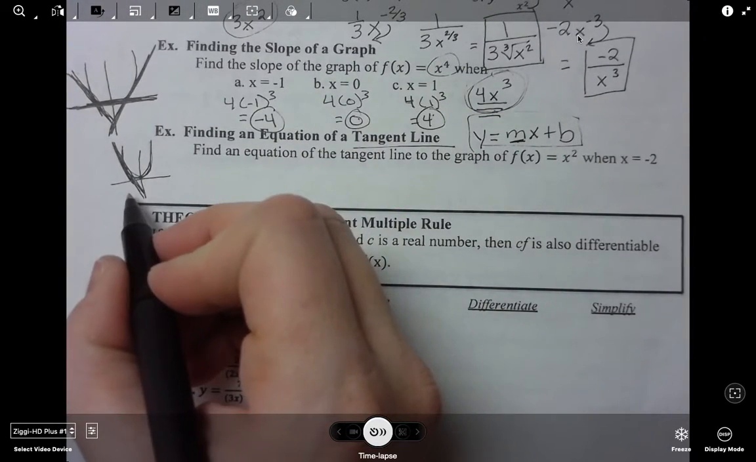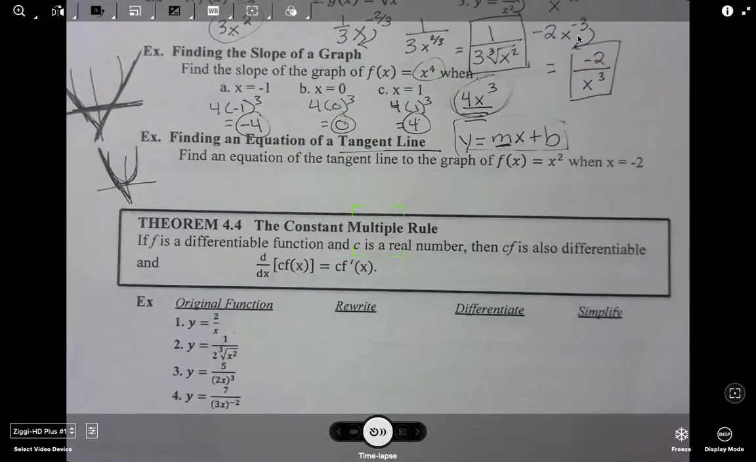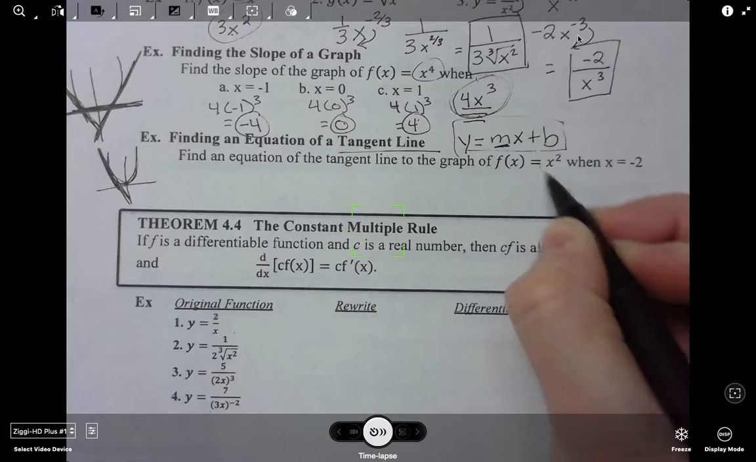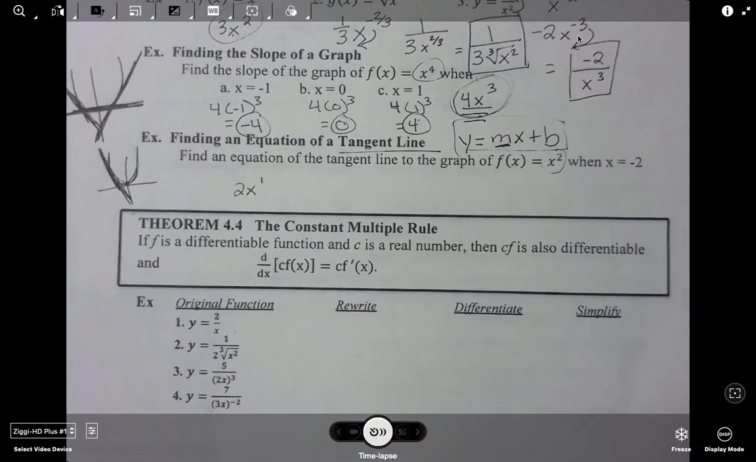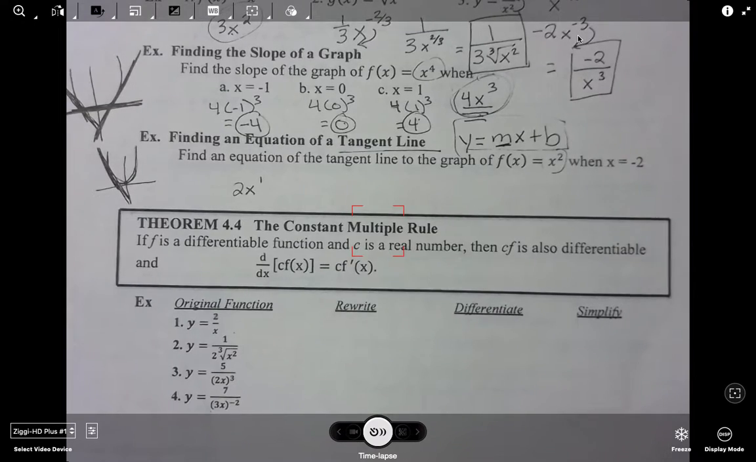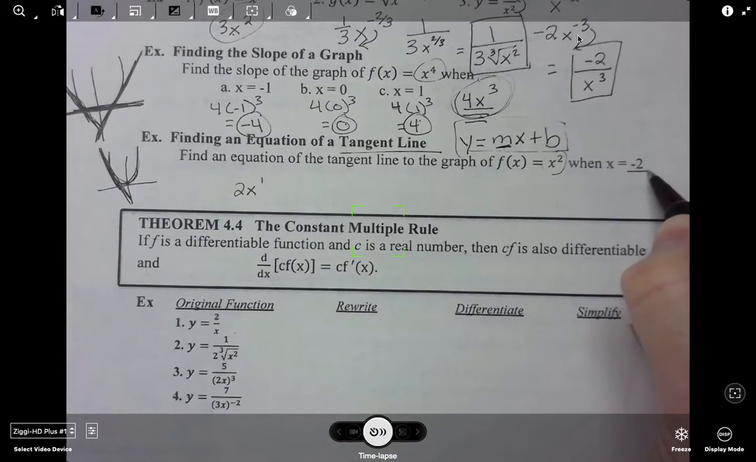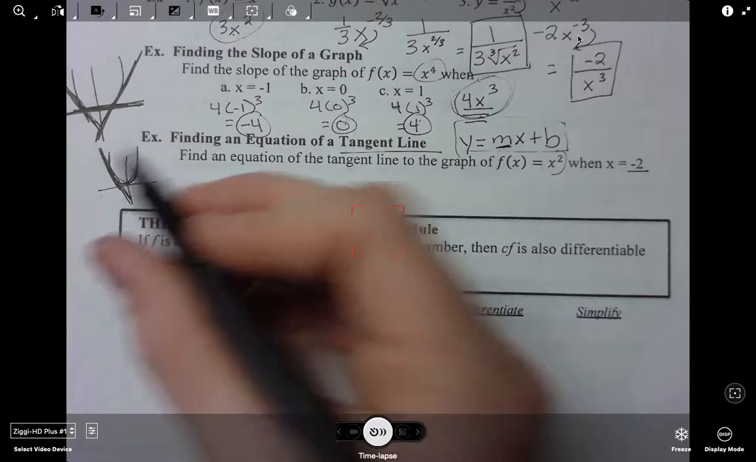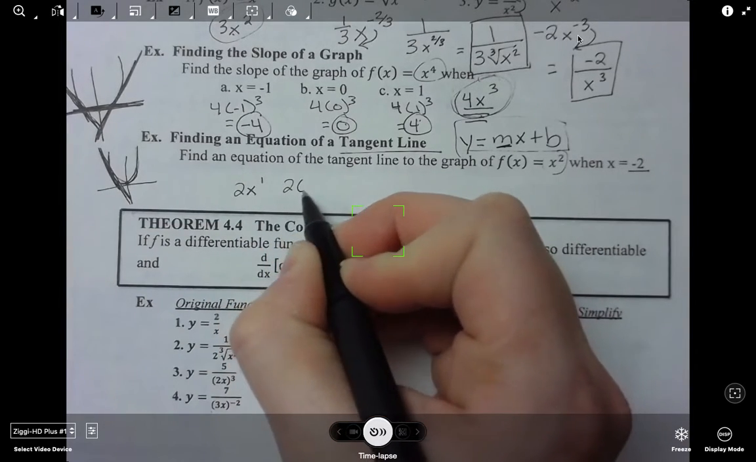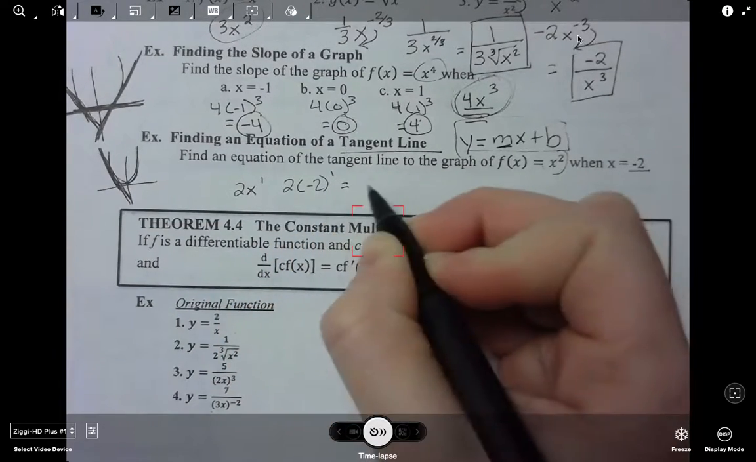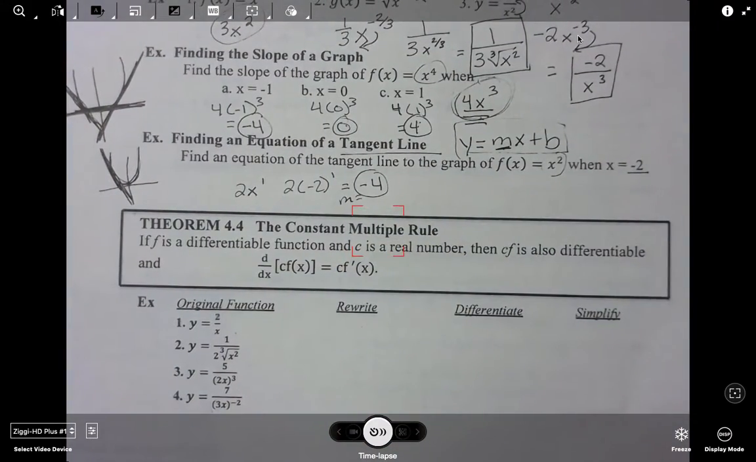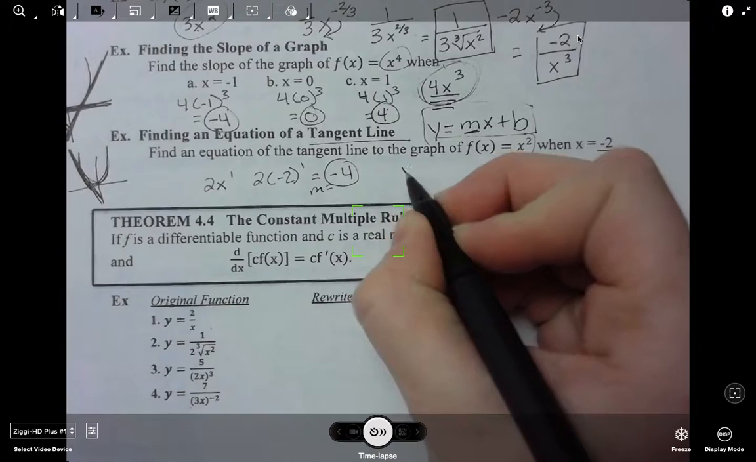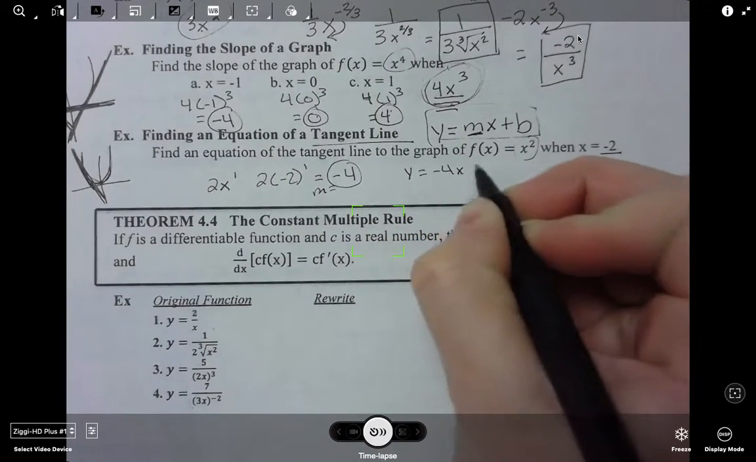Okay, I know it's going to have a negative slope, but we want to figure out what the entire equation is. So I'm going to take the derivative of x squared, which is 2x to the 1st power. I drop the 2 down in front, subtract 1 from the exponent. And now I'm going to plug -2 in because that's the point that I'm looking at. Right? So 2 times -2 to the 1st power is -4. So my slope is -4. I'm going to plug that in here. Y equals -4x plus b.